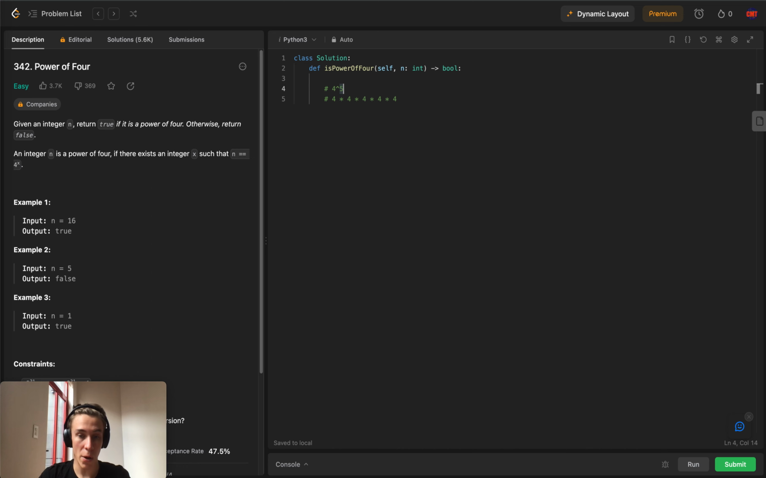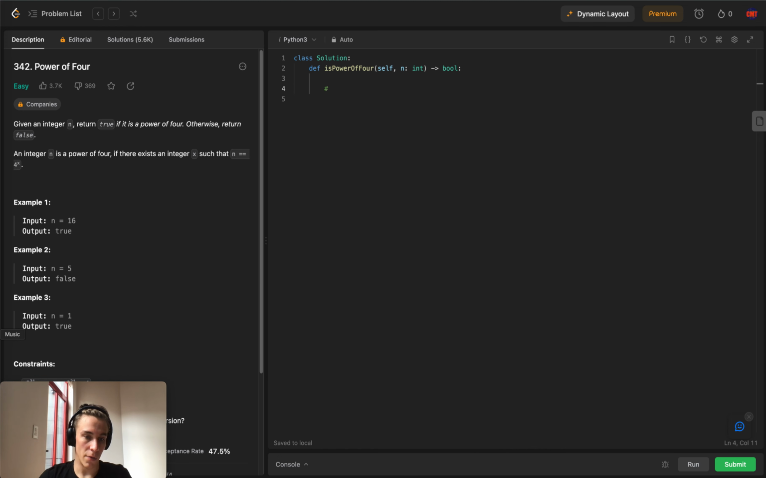Some number is a power of 4 if the exponent is an integer. It can't be a fraction or a decimal. Basically, we can check how many times this number is divisible by 4 evenly.